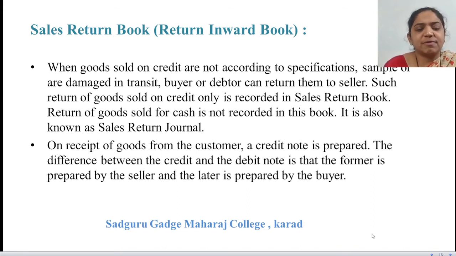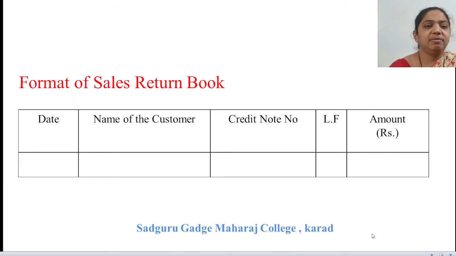On receipt of goods from the customer, a credit note is prepared. The difference between the credit and debit note is that the former is prepared by the seller and the latter is prepared by the buyer. Have you got it? Then we will see the next point, which is the format of a sales return book.